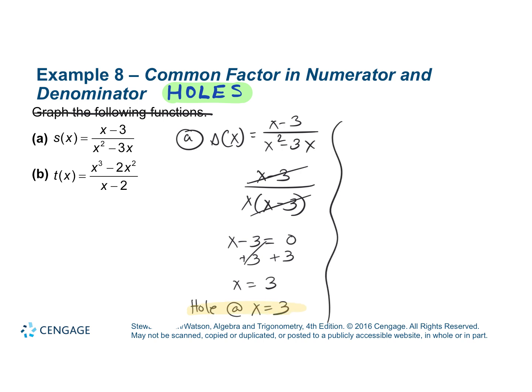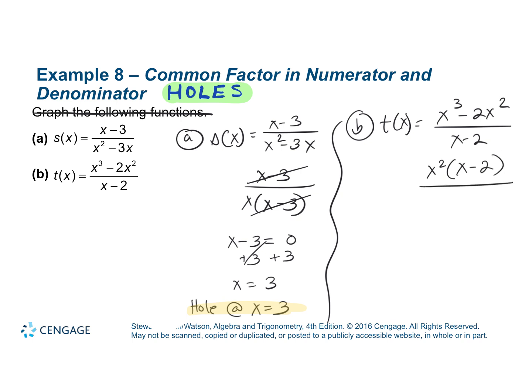Now, we're going to do the same thing for B. T of x is equal to x cubed minus 2x squared over x minus 2. I can take out a greatest common factor in the top one, so it's going to be an x squared, times x minus 2, and x minus 2 in the bottom. Those two happen to cancel out, so I can say x minus 2 is equal to 0. I'll add the 2 on both sides and get x is equal to 2. So you would write your solution as hole at x is equal to 2.